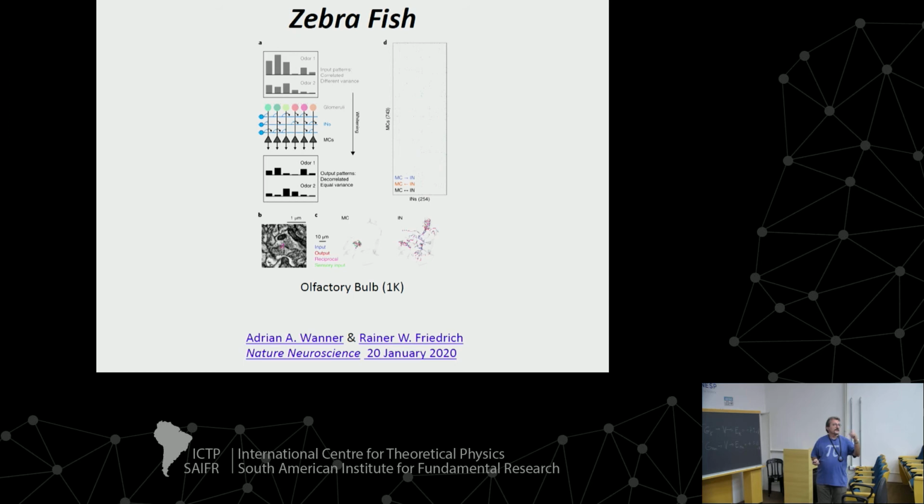Zebrafish is a small fish, also a very popular animal model for neurobiologists. You have here the pages. This is not the entire connectome, but the connectome of the olfactory bulb. So all the cells of the olfactory bulb and the connections there, the edges that connect the nodes.